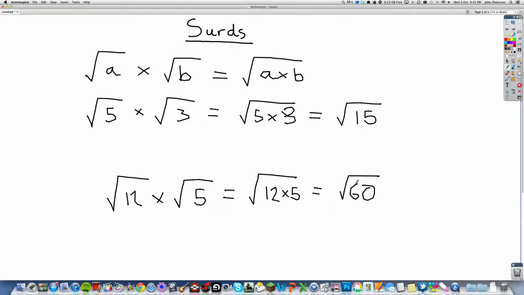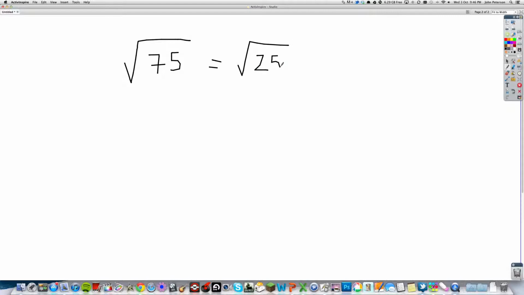Now you might be thinking, how is this useful to me? What is this doing to help me? Well, it's most useful in reverse. So for instance, if we had the square root of 75, we know two numbers times together to make this, so we can split it up. I know that 75 is 25 times 3, and I've picked 25 because I know 25 is a square number and I can find its square root, so I'm making this more simple.